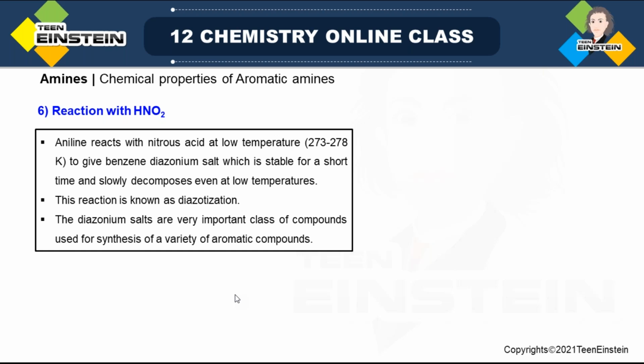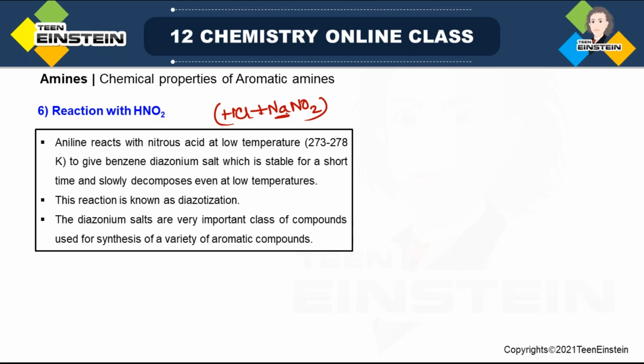Number 6, reaction with HNO2. But remember, nitrous acid we do not use directly because this acid is not a very stable molecule. So if you want to make HNO2, we take a mixture of HCl plus NaNO2. So when you use this mixture, what happens? This Na is replaced by H, but remember this is produced in situ. I mean, you are not making it and adding it specifically from outside. You are just adding the mixture HCl NaNO2, and in the medium HNO2 will be produced, which is the actual reagent, and it is called nitrous acid.